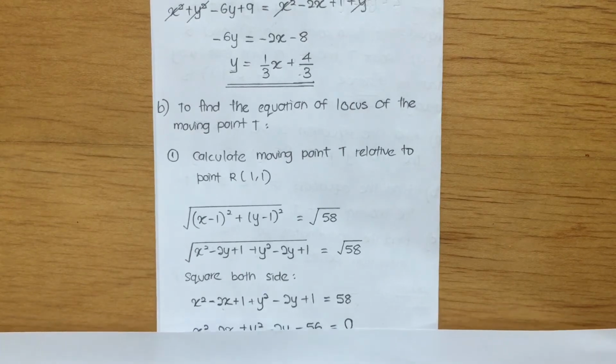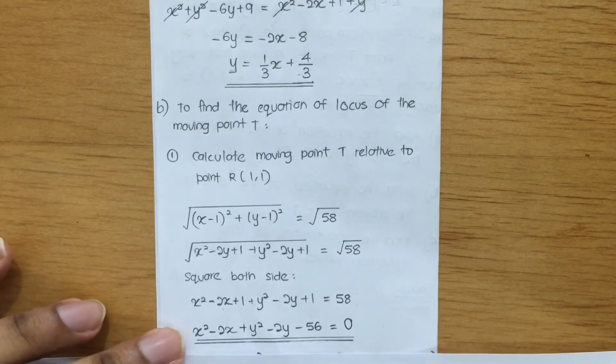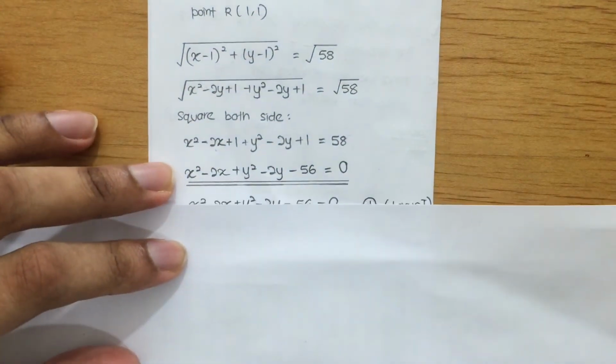So therefore your answer for the locus of moving point T is x² − 2x + y² − 2y − 56 = 0. So this is the equation of the locus T, guys. It's a moving circle. We have already found the locus of moving point S, and we have already found the locus of moving point T. So now what we can do is proceed to find the intersection of the two loci. Okay, let us proceed to the last question, which is question C.